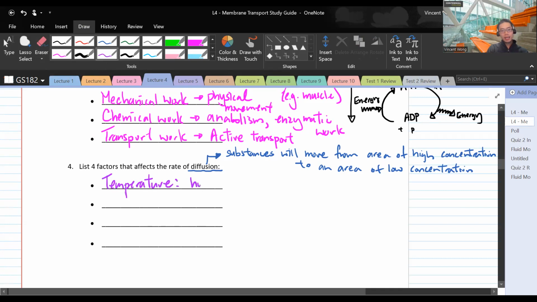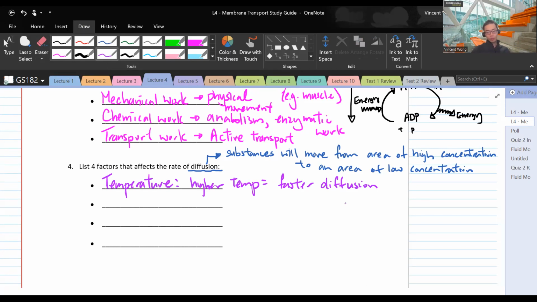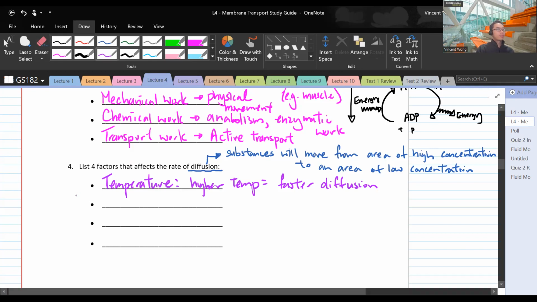Right, so higher temperature equals faster diffusion. Like you will be able to smell the garbage easier on a hot summer day than on a cold day like today, right? Because the diffusion is slower on cold days. Yes, pressure is another one, but that's not one that we talked about in class, so I'm gonna leave that out.